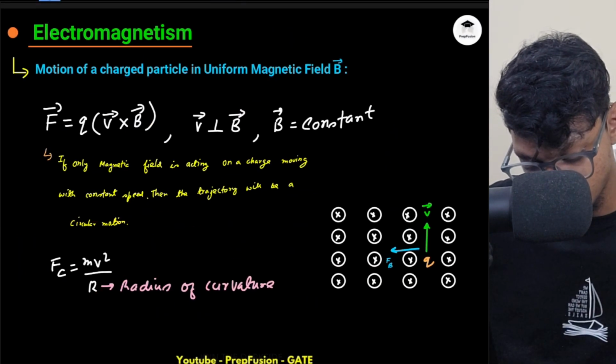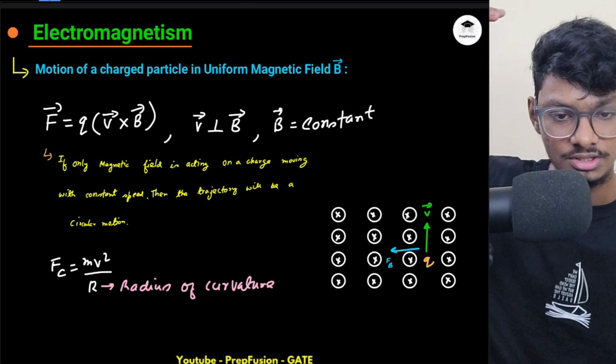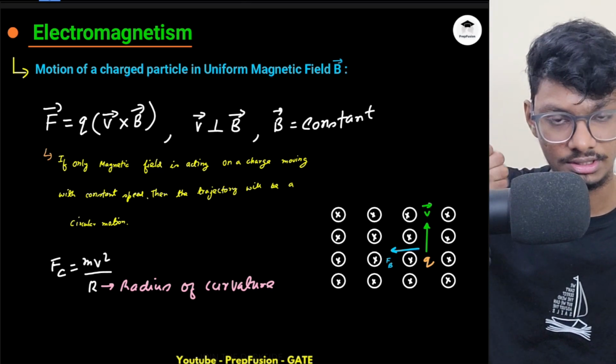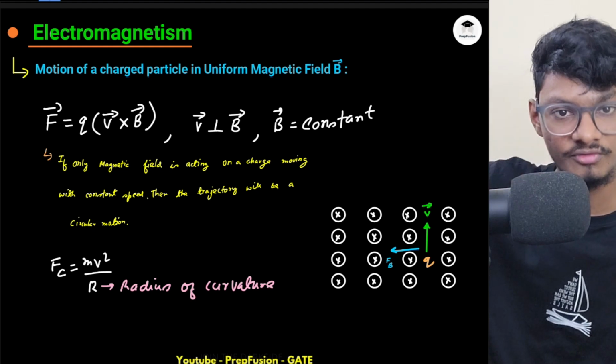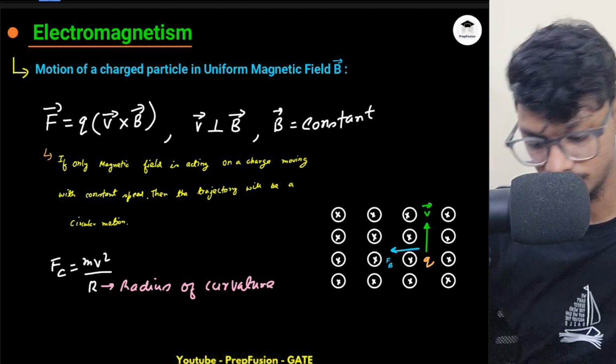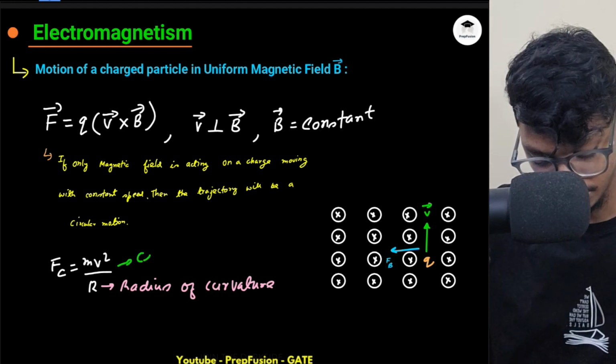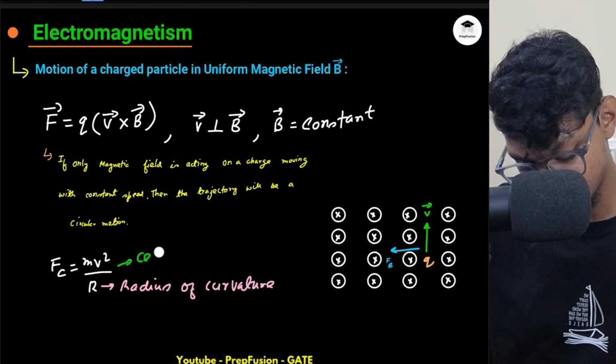This is known as what? This is known as the centripetal force, as it is going inwards. Okay, if it is pulling towards the center. If it is pulling away from the center, it is known as centrifugal force. Okay, so this is known as centripetal force, as it is pulling inwards towards the center. Centripetal force, the name is not very important.